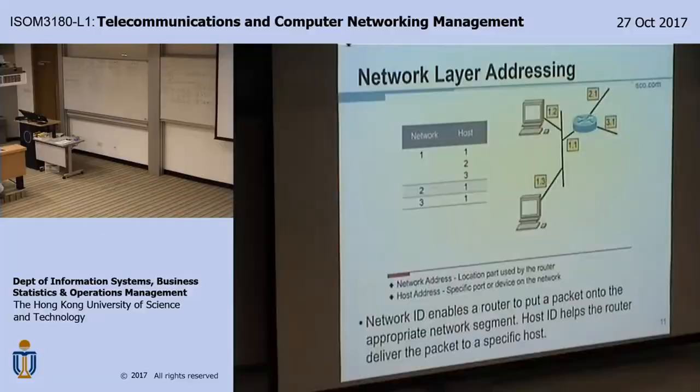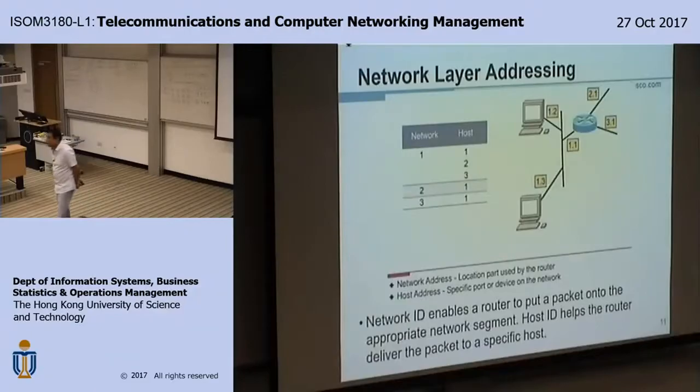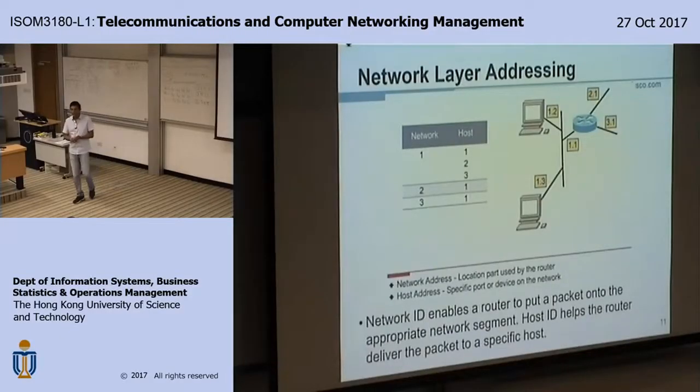So for the next communication, can you guys do it by yourself? PC1 to PC5. PC1 sends a message to PC5. Can you guys do it by yourself? The previous one was PC1 to PC3, right? Could you please do it from PC1 to PC5?